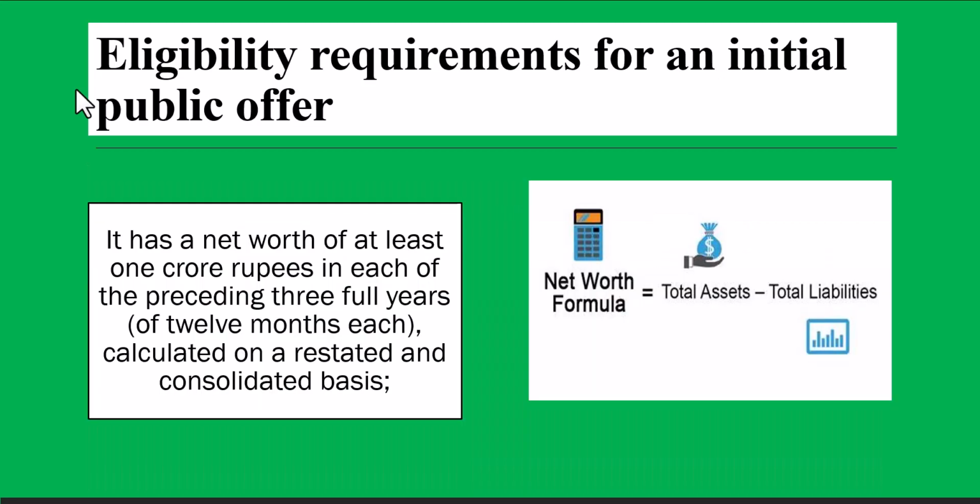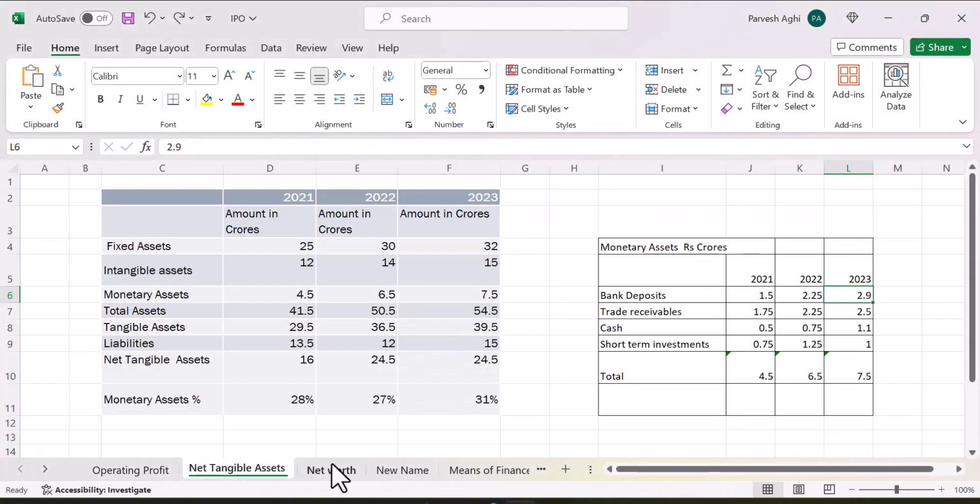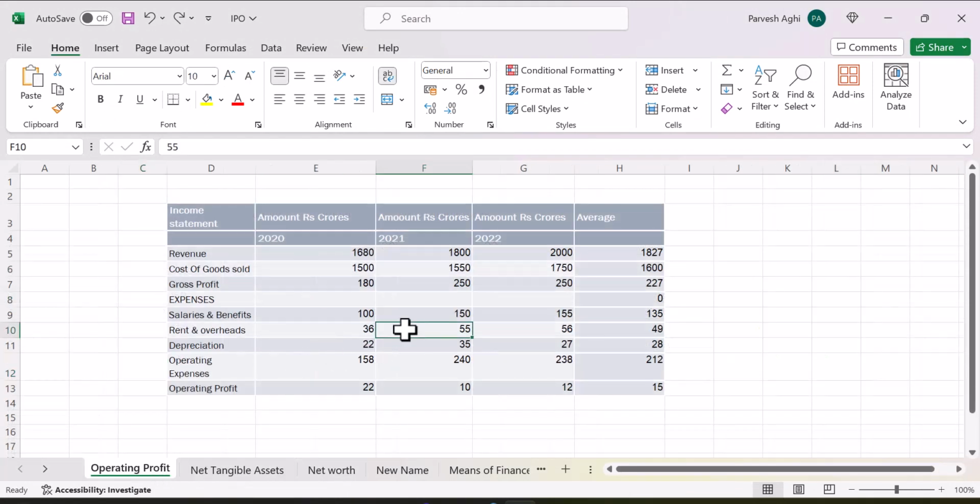Now you can just see here also. I have just put it in an Excel sheet. So this is the operating profit. You can always make some changes and find out. So here the average is coming to 15 crores.